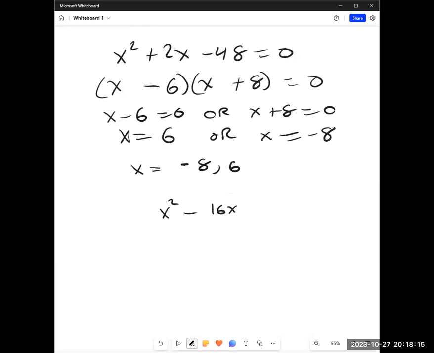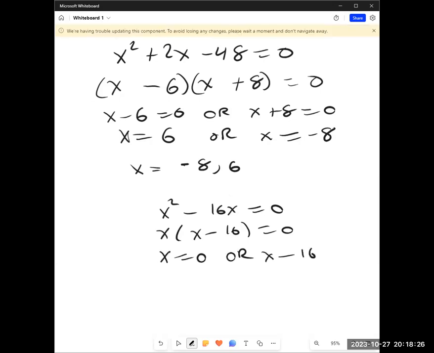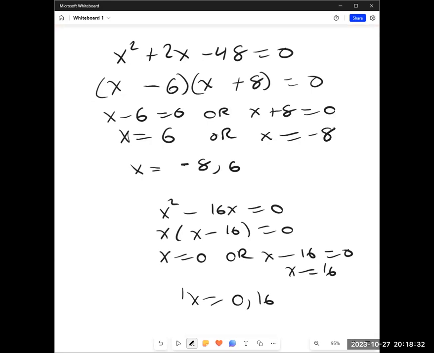x squared minus 16x equals 0. Factor out your GCF of x. x equals 0 or x minus 16 equals 0. x equals 16, so x equals 0, 16.